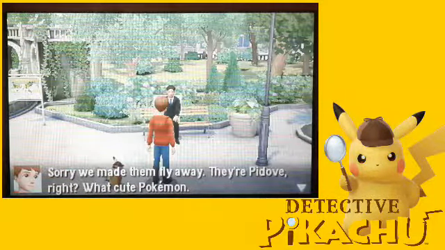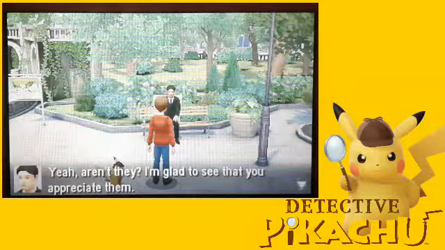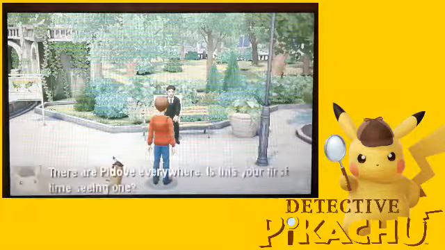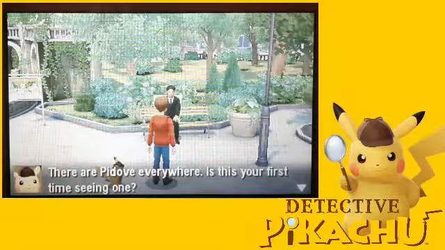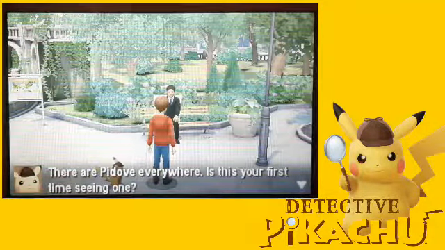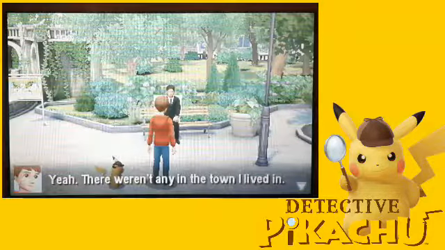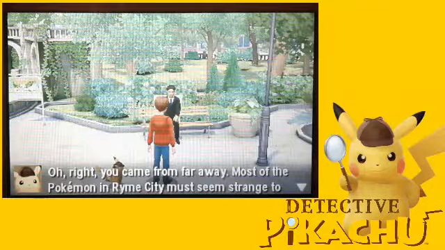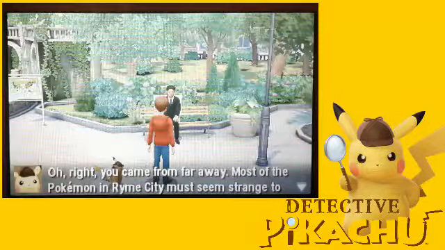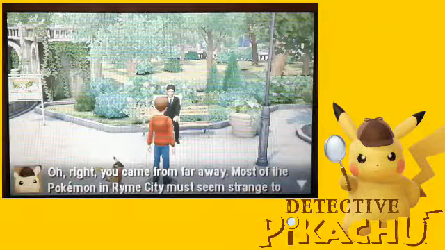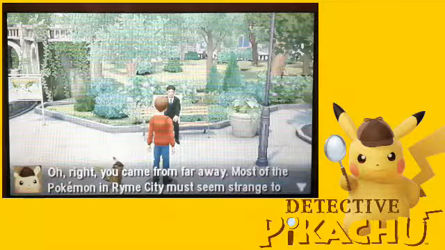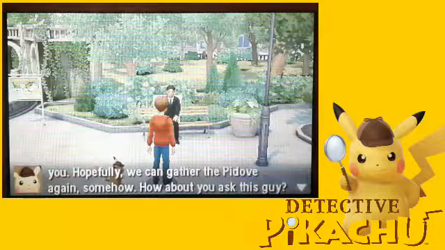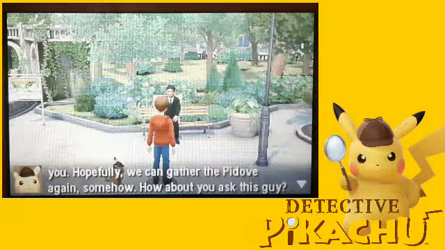The P-Dons, right? What cute Pokemon. Yeah, aren't they? I'm glad to see that you appreciate them. These P-Dogs are everywhere. Is this your first time seeing one? Yeah. There weren't any in the town I lived in. We were from the valley, in the Kanto region. Alright, you came from far away. Most of the Pokemon in Rhyme City must seem strange to you. Hopefully, we can gather the P-Dogs again somehow.